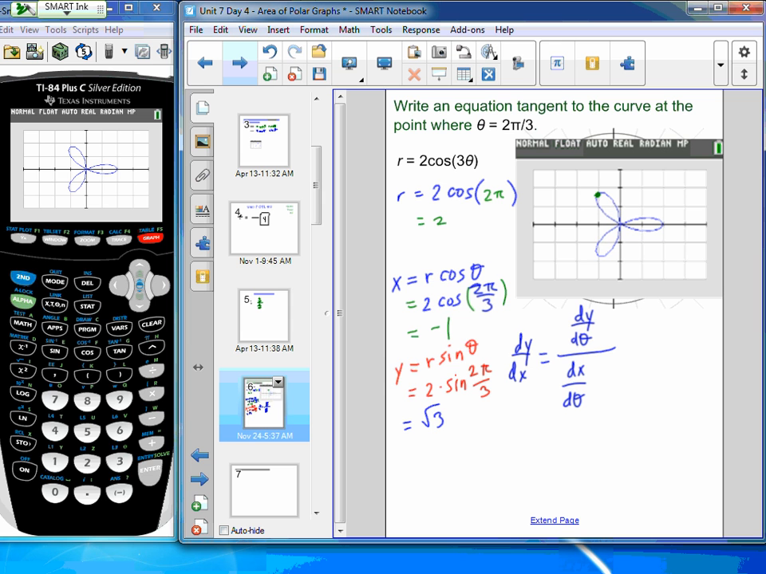Gosh, can we do it? I think we can. I'm going to write this again. So y equals r, which is 2 cosine 3 theta, times sine of theta. And x equals r cosine theta. What's r? R is f of theta, that's 2 cosine 3 theta, times cosine theta.